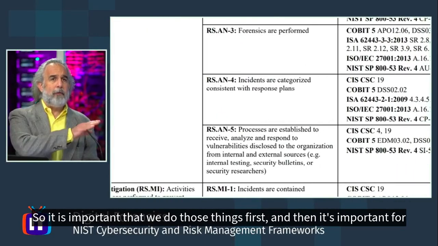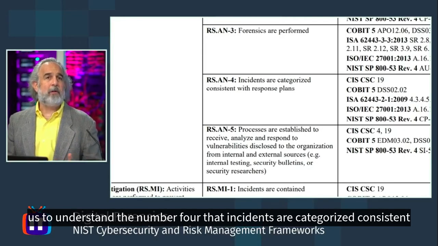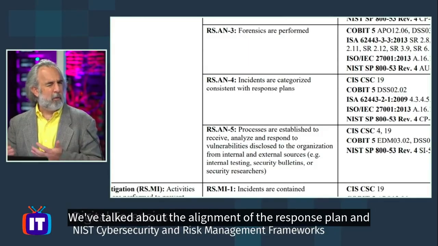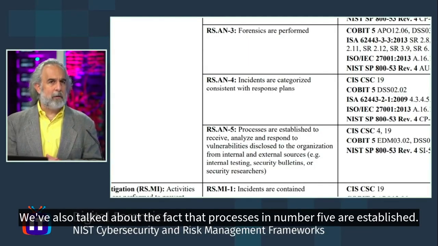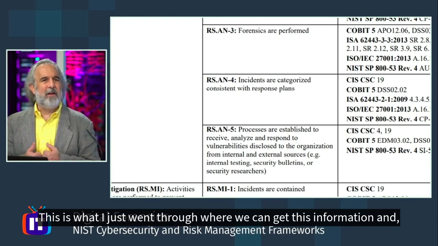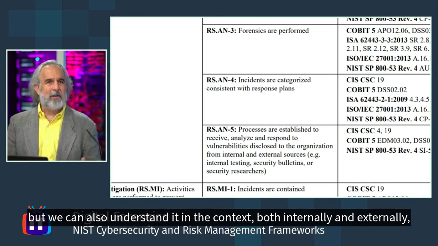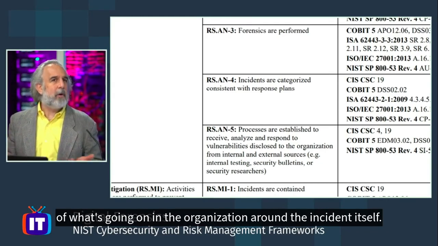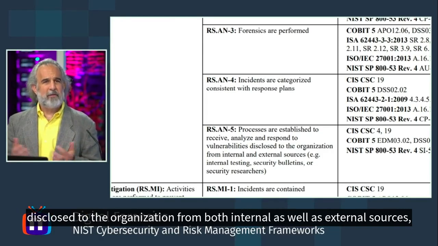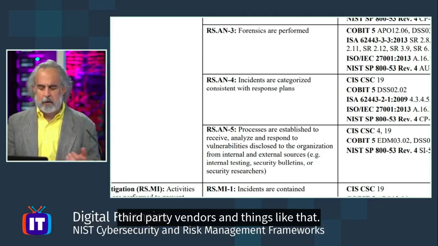And then it's important for us to understand in number 4 that incidents are categorized consistent with our response plans. We've talked about the alignment of the response plan and why that's going to be important. We've also talked about the fact that processes in number 5 are established. This is what I just went through, where we can get this information in, but we can also understand it in the context, both internally and externally, of what's going on in the organization around the incident itself. So processes are established to receive, analyze, and respond to vulnerabilities disclosed to the organization from both internal as well as external sources, third-party vendors and things like that.